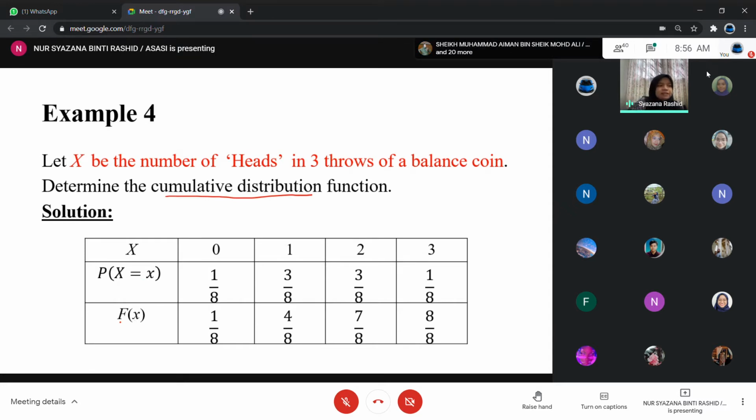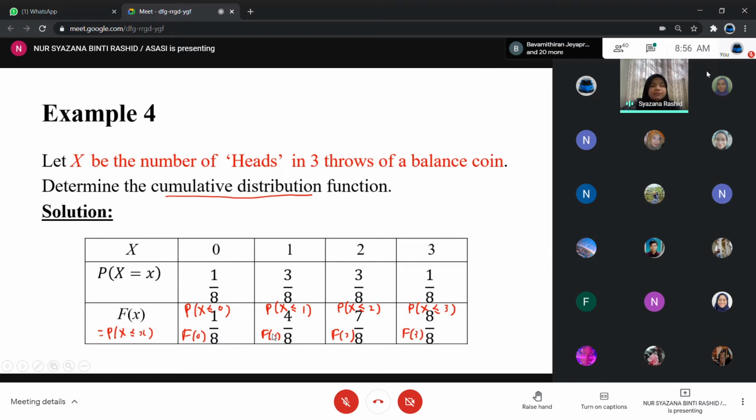So ni tadi I kata apa? Yang ni sebenarnya sama dengan X less than or equals to x. So yang ni, this is actually probability of X less than equal to 0. This one, probability of X less than equal to 1. Probability of X less than equal to 2. Probability of X less than equals to 3. Ataupun nak buat dalam F, dia jadi F0, F1, F2, F3. So how do we get this value? Macam saya kata tadi, kalau yang F0, so you akan ambil probability 0 sahaja. Sebab tu you salin ke bawah ni.